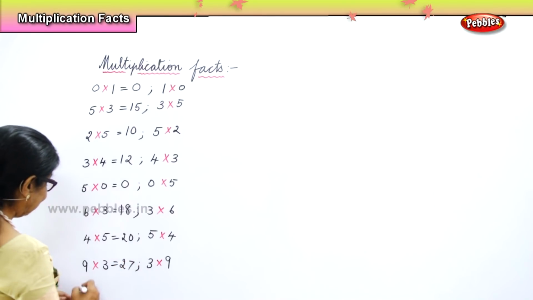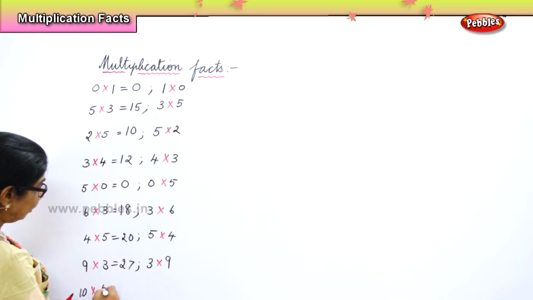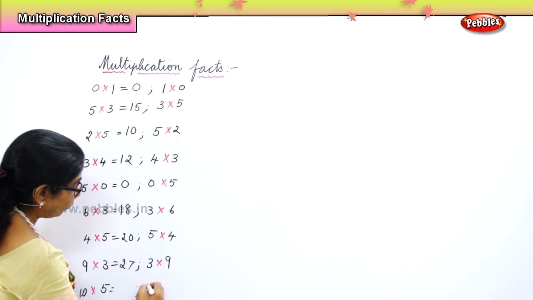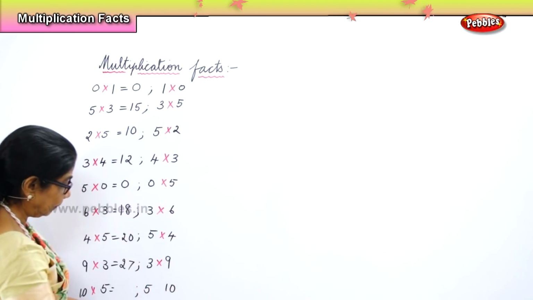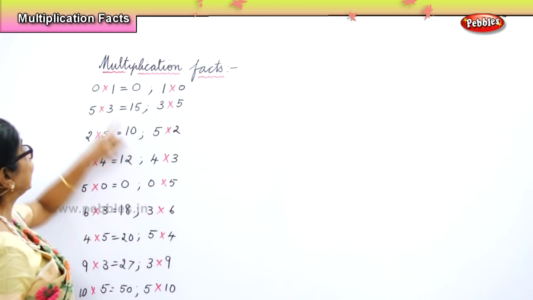Alright, let's take number 10. What is 10 into 5? 10 into 5 is the same as 5 into 10. 10 fives are 50. Now this is multiplication fact.